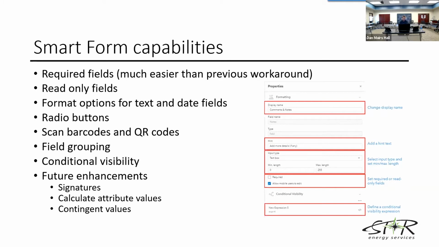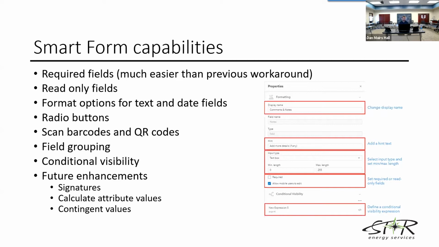And then future enhancements, they're going to add, I don't know what the timetable exactly is, but at some point we'll be able to do signatures, and then you'll be able to calculate attributes. So you could fill 2 fields out where you're putting a numeric value into them, and have another field automatically get populated, maybe multiplying those 2 fields together or whatever. So that'll be helpful in some scenarios. And then the contingent values as well.